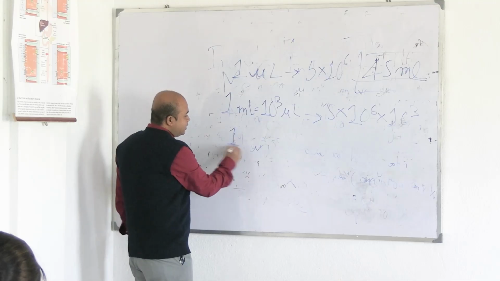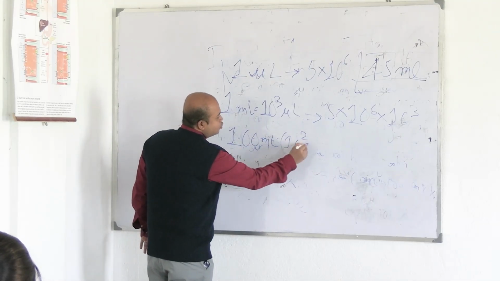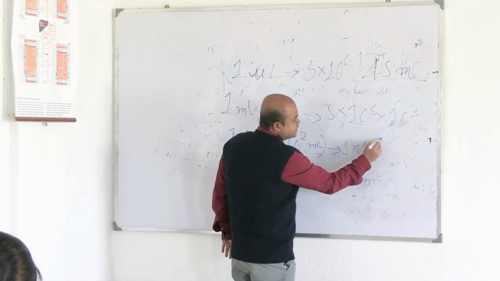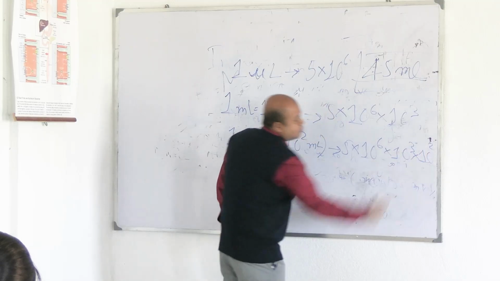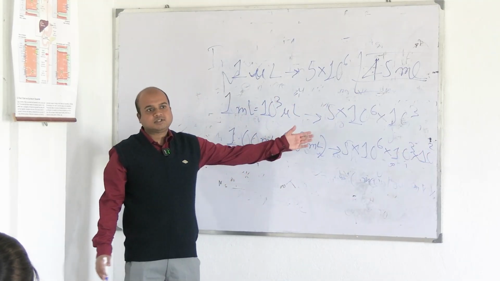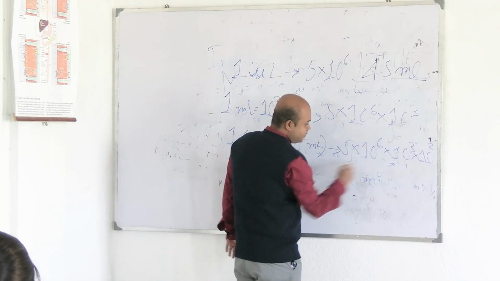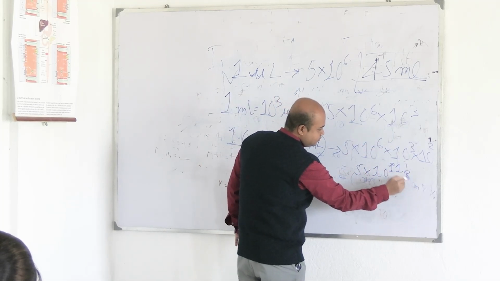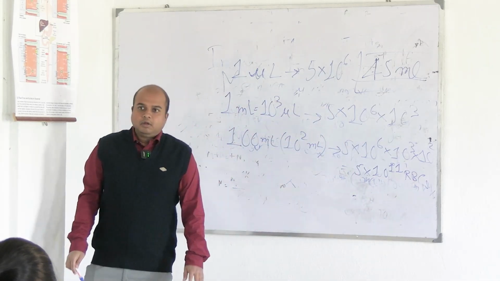So in 100 ml, same as writing it as 10 to the power 2 ml, as we are writing it in power, it will be 5 into 10 to the power 6 into 10 to the power 3 into 10 to the power 2. By the rule of exponents, the rule is adding these up, it is 5 into 10 to the power 11 RBCs in 100 ml of blood.